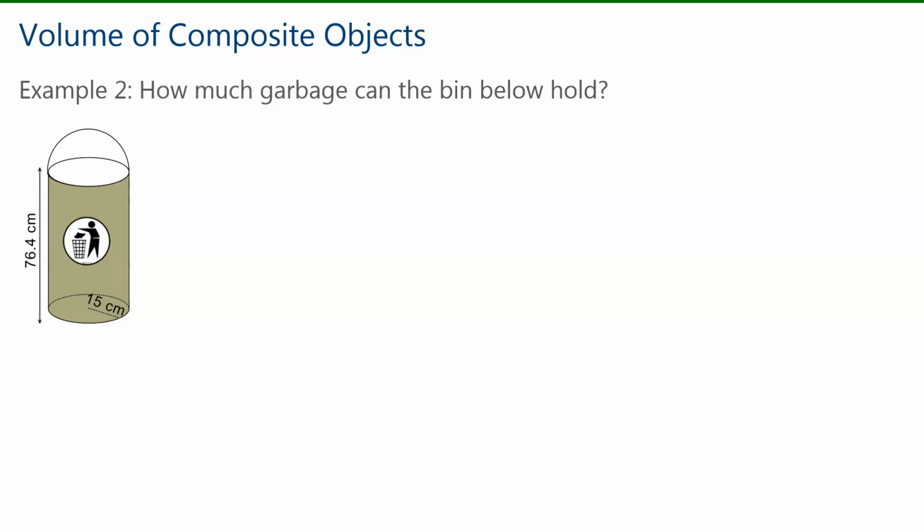Now for example 2, how much garbage can the bin below hold? So here we're looking for volume, the amount of space inside. So I see that the base here is a cylinder, and on top we have a hemisphere. So let's find the volume of each one and add them together.